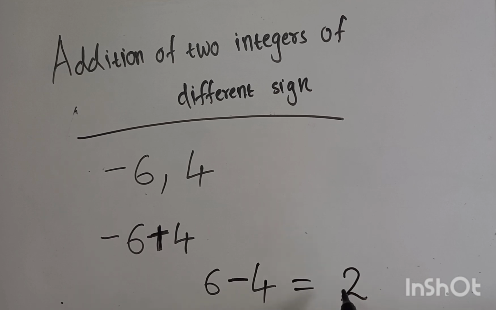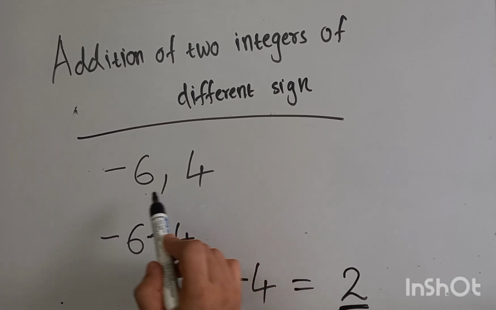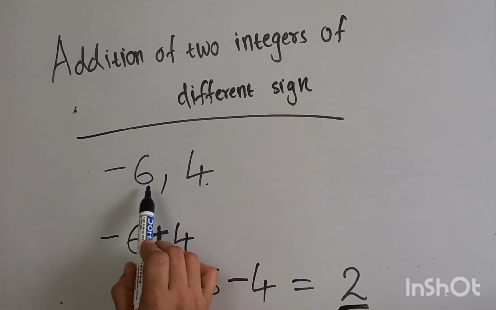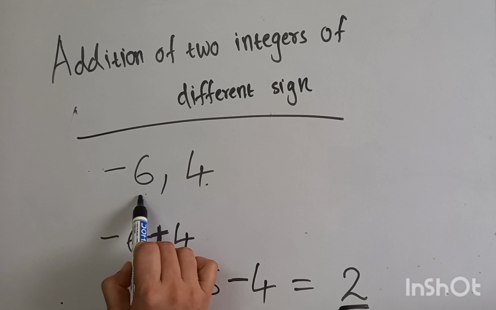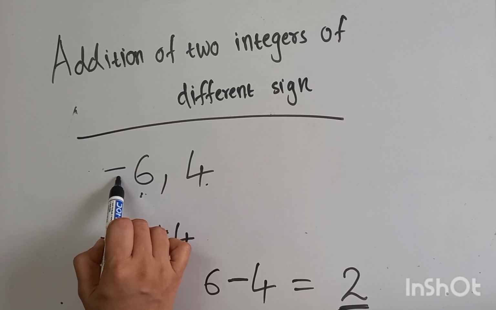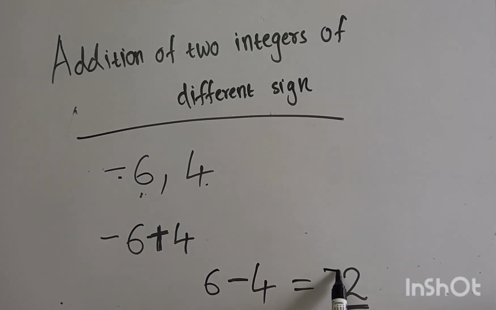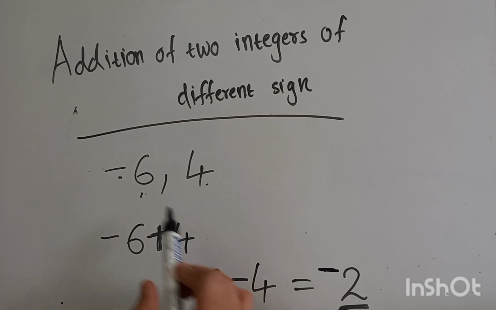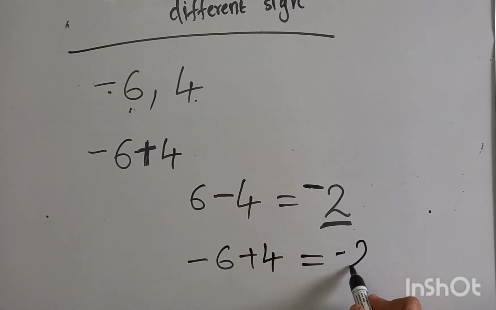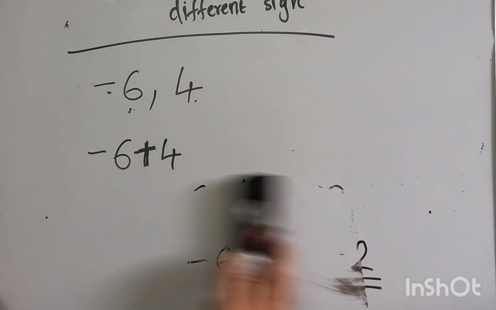Now to put the sign for the answer, you have to check the signs of the two numbers. After neglecting the sign, the greater number is 6. What is the sign of that number? It is negative. So the sign of the bigger number is negative, and the answer will be negative. The operation is negative 6 plus 4, so the answer will be negative 2. Similarly, we can do others also.